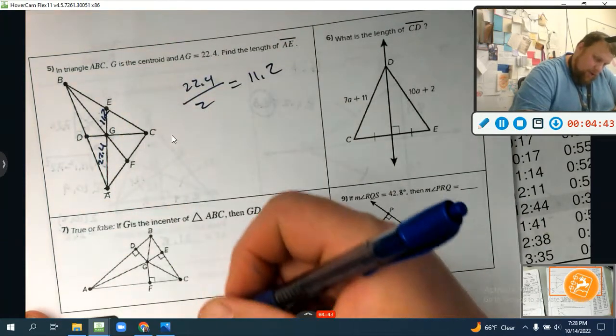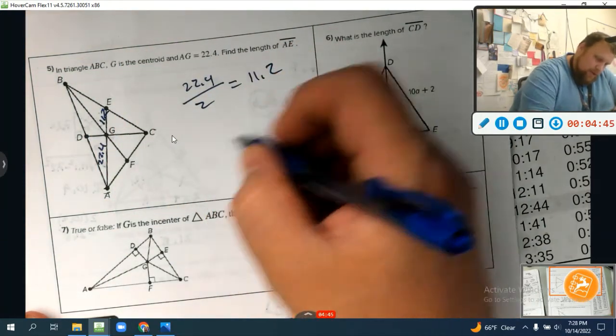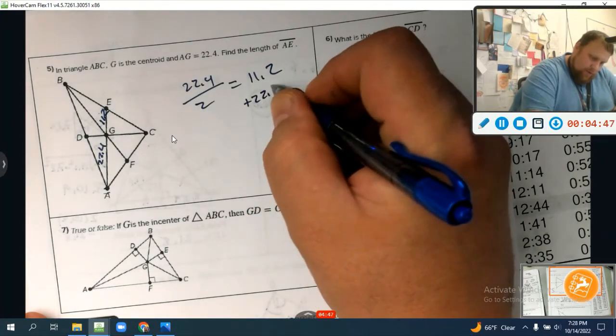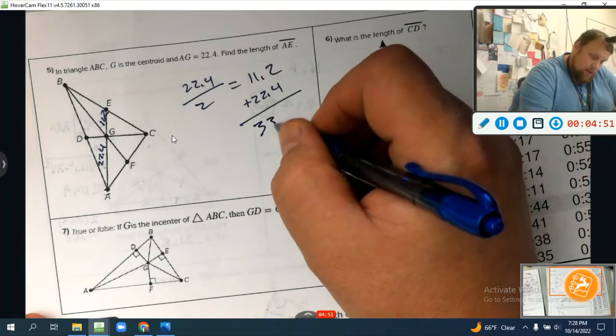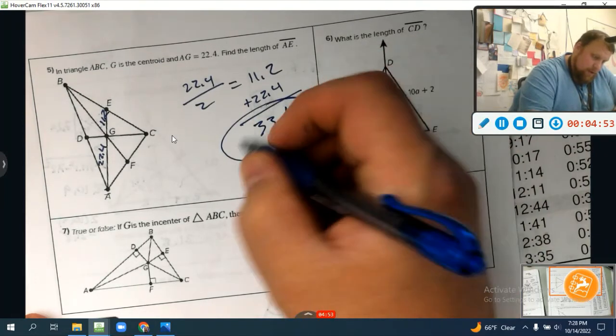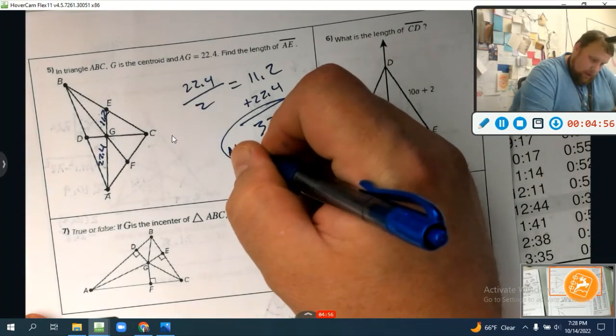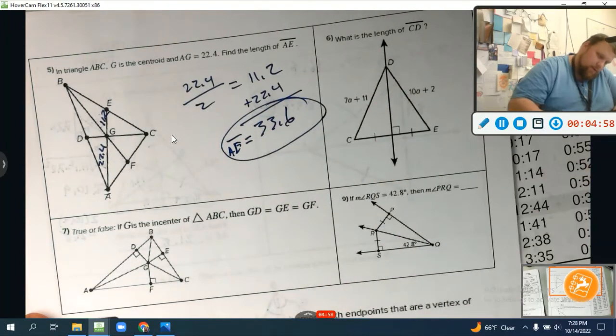Add them together, though, and I get 33.6. So add that to 22.4. 2/3 plus 1/3 makes 3/3. That's 33.6. Boom. And AE equals 33.6. All right.